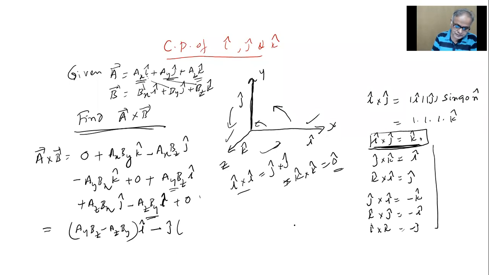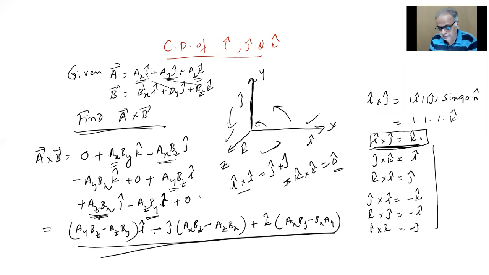So where is j here? This one, right? Ax bz plus this one, right? So minus plus az bx, plus k into, tell me, ax by, where is it? Minus bx ay. So i j k will remain there.